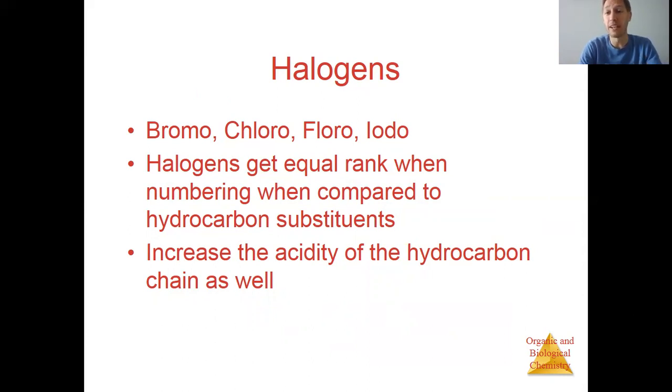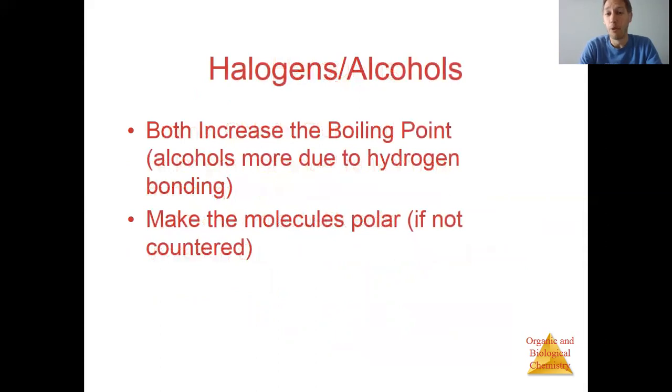We'll talk about that later. But halogens, again, make it more acidic as well. And both for halogens and alcohols, they make it have a higher boiling point too, because now the molecule is polar because you have a place that's negative.